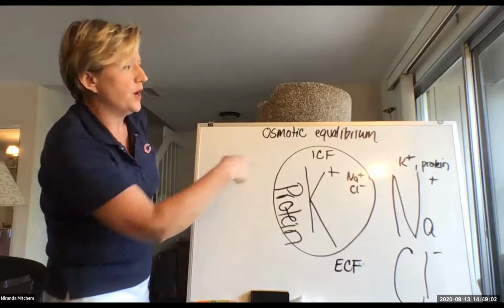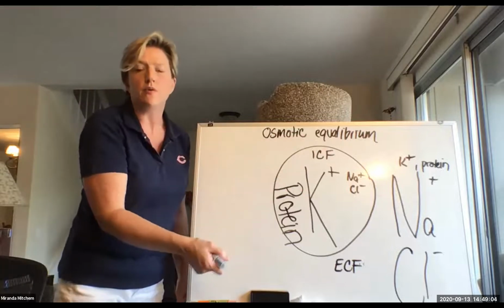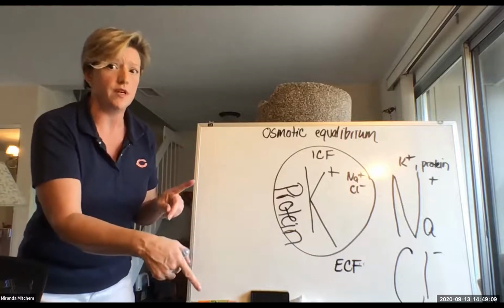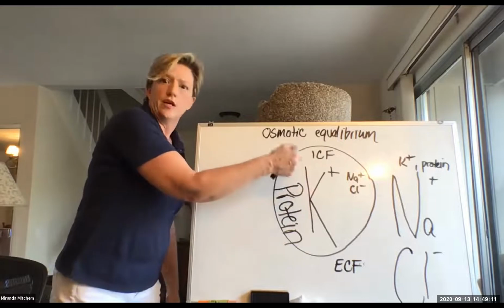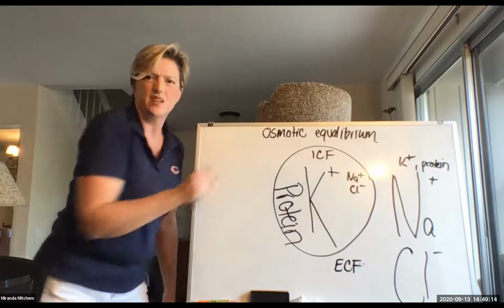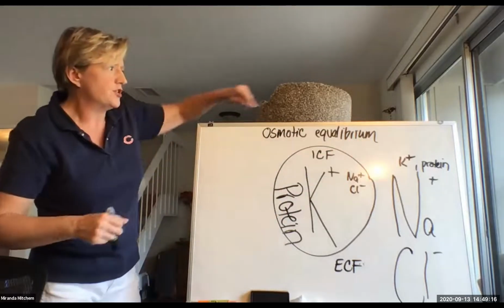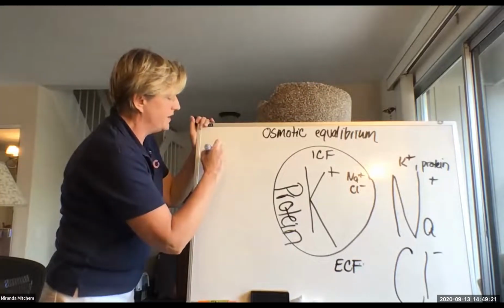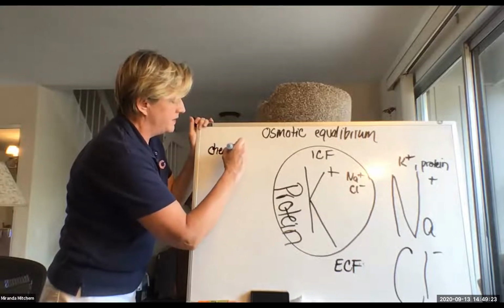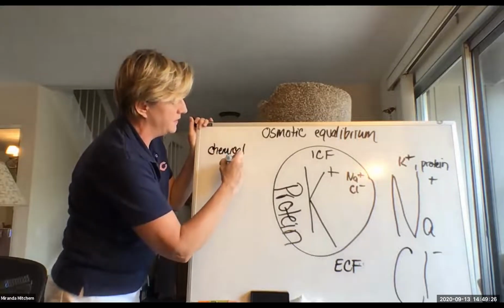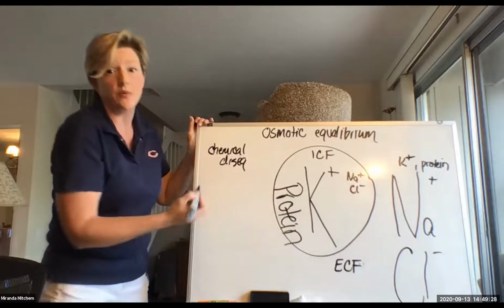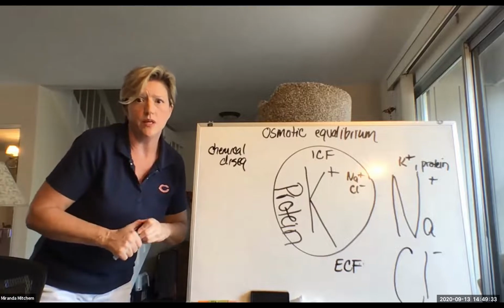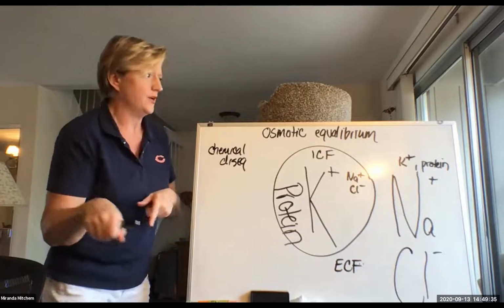However, note that there's no chemical equilibrium here. In fact, the chemical concentrations are very different, right? Because we've got the majority of potassium inside and just a little outside. So the cell has to be in chemical disequilibrium. And it also needs to be in electrical disequilibrium. We'll get to that a little bit later in the lecture.